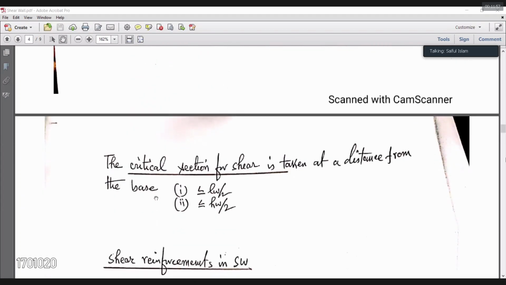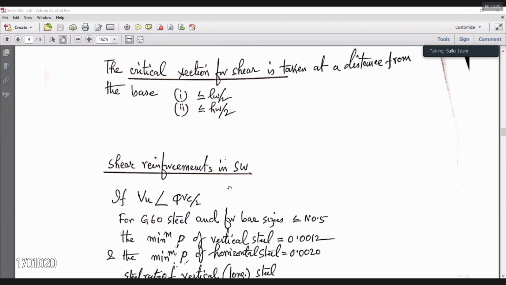But the critical section of shear, we know that in case of beam, for general case of loading, the critical section of shear is developed at a distance d from the face of the column. But in case of shear wall, similarly, your critical section should be less than or equal to this parameter from the base. So it cannot be greater than Lw by 2 and should be less than or equal to Hw by 2. Height এর অর্ধেক এবং লেংথের অর্ধেক, এই দুটার মধ্যে যেটা কম সেটা হবে বেস থেকে সেই ডিস্টেন্সটা, and that section to be considered as critical section for shear.